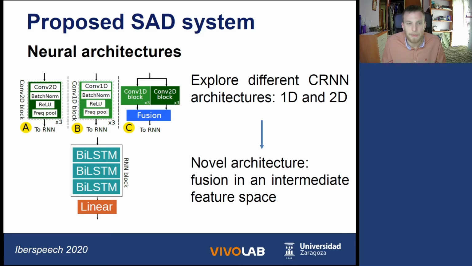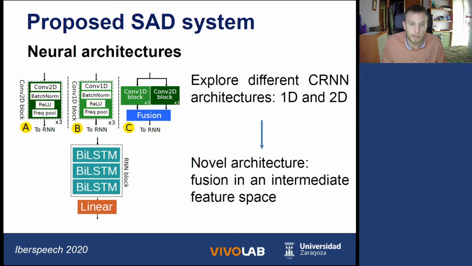The B system is very similar to the first one, but instead of using 2D convolution, it's using a 1D convolution as the main element. We also experiment with 3 different kinds of 1D convolutions. We experimented with dilation and with group convolution for this system. Furthermore, we introduce a novel architecture that is based on the fusion in an intermediate feature space of both 1D and 2D filters.